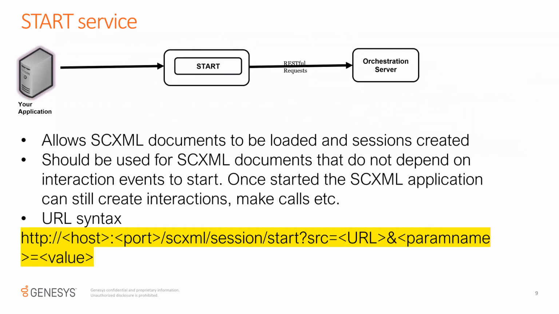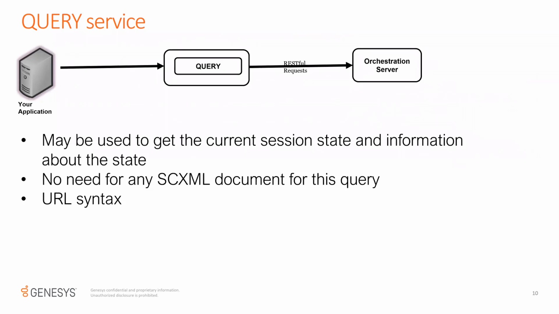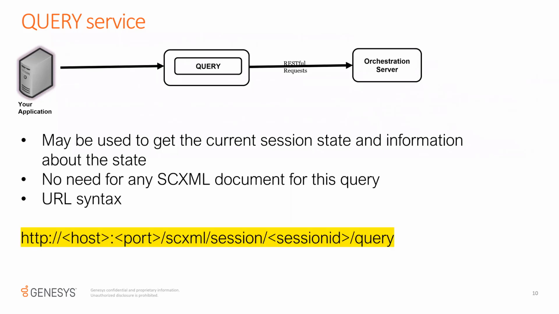Then comes the query service. In the query service, your application will send a query request to the currently running sessions to get the state and information about the session. You don't need to send any scxml document in this query. All you need is the session id. So again, the orchestration host and HTTP port of the orchestration server, slash scxml slash session, then the session id from which you want to get the details, and query. For this, we generally respond with the interaction elements.